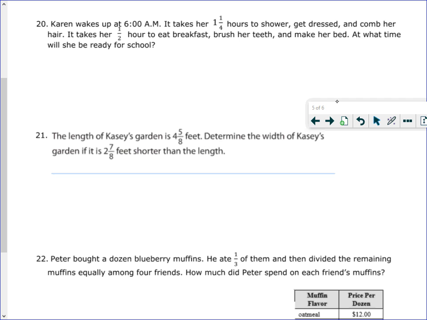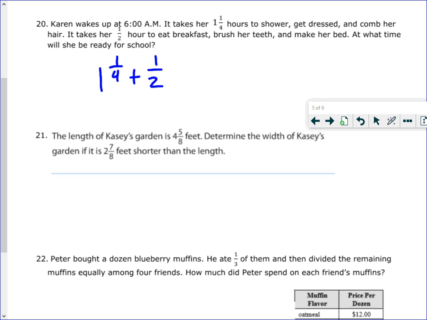All right, so let's take a look at this a little slower. It takes her 1 1/4 hours to shower, get dressed, and comb. It takes her another 1/2 hour to eat breakfast, brush her teeth, and make her bed. So we need to figure out how many total hours it takes her to get ready, and then add those up to 6 o'clock and figure out what time she'll be ready. So 1 1/4 plus 1/2 will be my final answer.